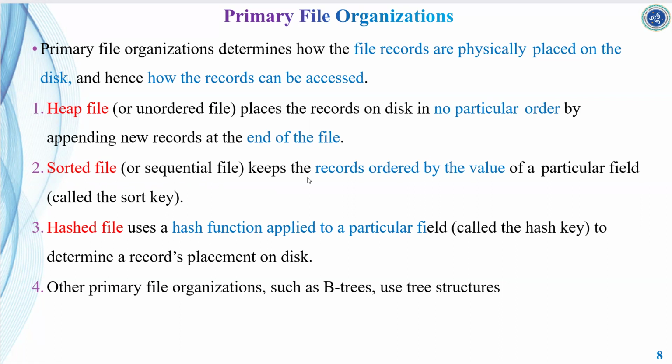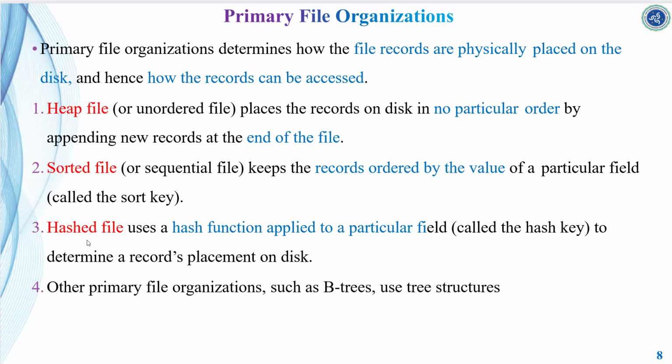So sequential file means the records will be having some values, or we can select some of the attributes or key values, and based upon these key values, we can sort the records. For example, roll number or the first name of the student. Likewise, we can sort the records based upon some of the key values.